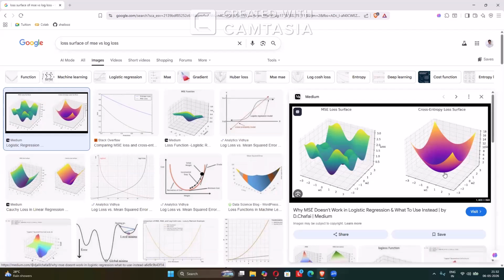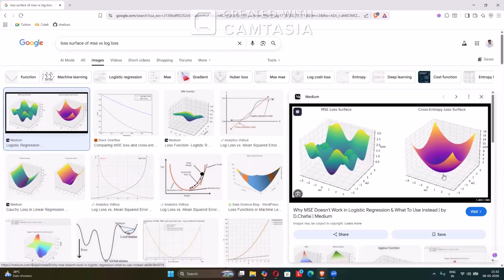This is about classification problems or logistic regression. If we consider MSE as a loss, the error surface we get will have local minima, local maxima, and multiple maximum and minimum points. But here we have only one minimum.